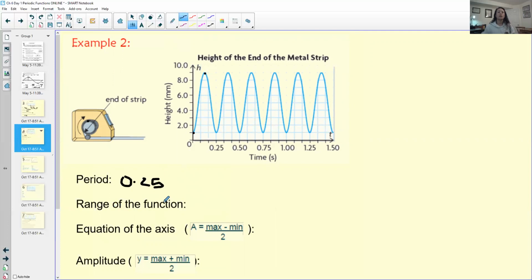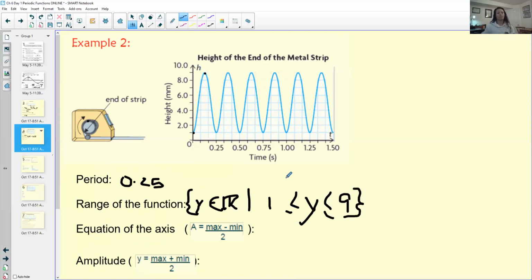The range of the function, okay, we're going up and down. So the range would be all of the y values from 1 to 9. So you know the drill: y is an element of the real number system such that y must be greater than or equal to 1, but less than or equal to 9. Okay, don't forget your brace brackets. And that's your range.